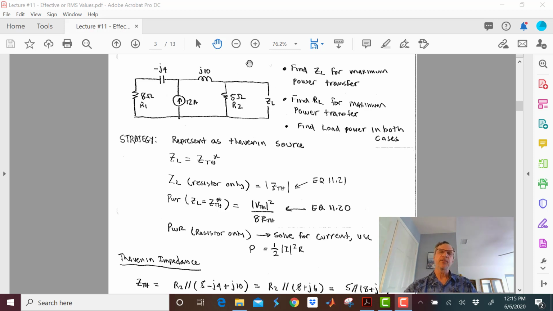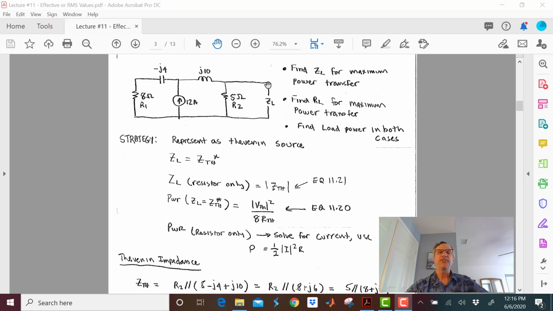So I want to get the Thevenin impedance of my Thevenin source. And remember, my dotted line is here. So my Thevenin source is everything to the left. So we want to make a Thevenin equivalent. So that means we disable our current source. So that means it's effectively out of the circuit, right?